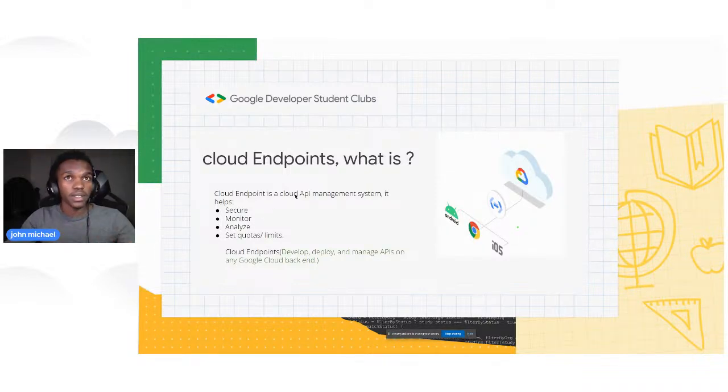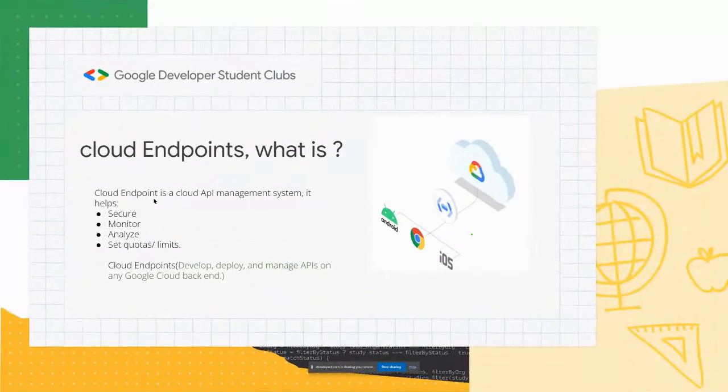So what are endpoints? What are Google Cloud endpoints? Google Cloud endpoints is a cloud API management system. What it provides you with is security for your API. It will enable you to monitor your API and analyze how it's performing and set quotas or limits on your API. So cloud endpoints, basically, to summarize that, it's a service which will enable you to develop, deploy, and manage your API in any Google Cloud backend.